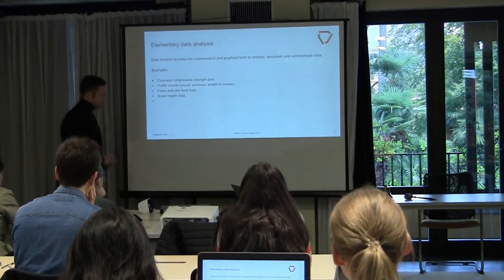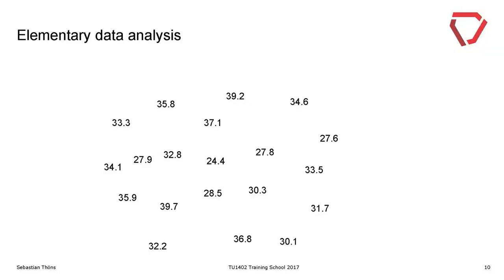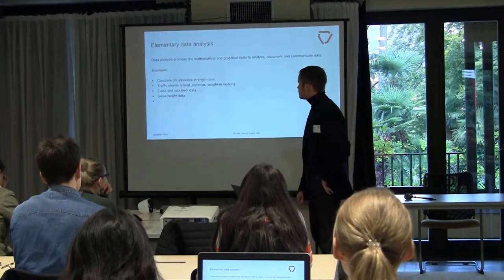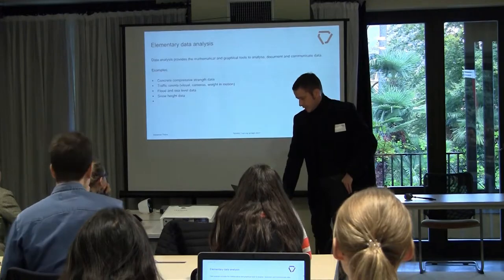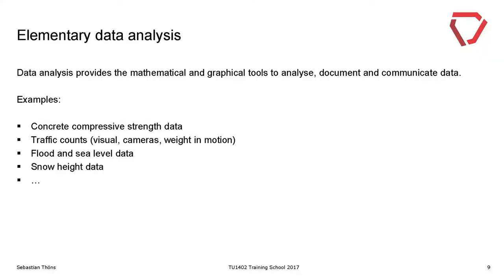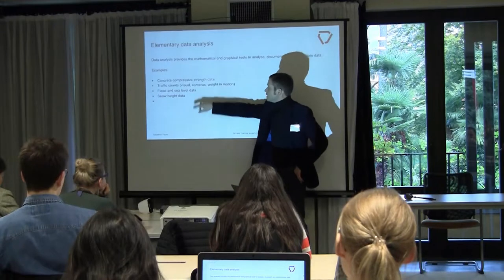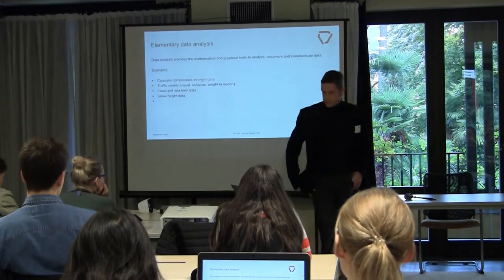So, what do I have for the next slide? Yeah. So we may have here some numbers. And this is not good for communication, this cloud here of numbers. So that's why we need some concepts we all know how to describe the data. And what these data you have just seen, I think this is even a concrete compressive strength here. But it can be all kinds of other data. Any material strength data, basically, but also related to natural hazard flood and sea level data or snow height data, for instance.